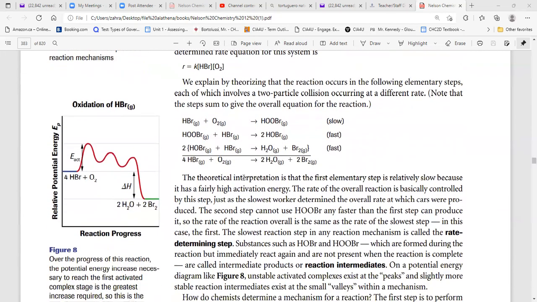Okay, this is telling you the steps. HBr plus O2, this is the first one, where HOOBr is forming. Then this will be consumed, and HOBr forms again here. Then HOBr reacts, and you have H2O and Br2 at the end.